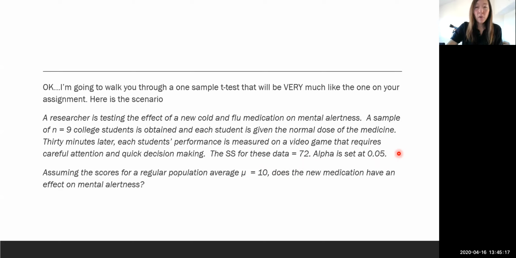And our alpha level is the level of significance, which is actually going to be what we use to determine if we're going to reject the null hypothesis or not. So assuming the scores for a regular population average 10, does the new medication have an effect on mental alertness?